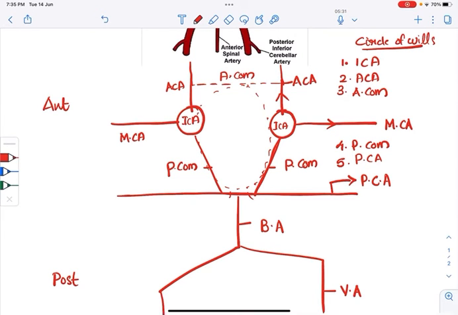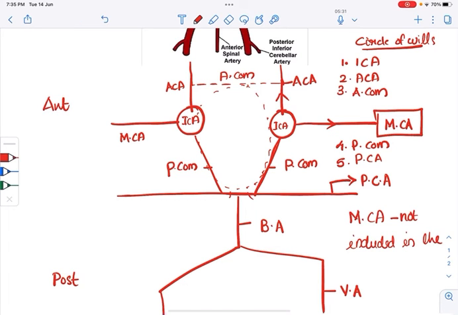Another thing people ask you, in exams or in many vivas, is which artery is not included in the circle of Willis. It is the middle cerebral artery. The middle cerebral artery is not included in the circle of Willis.